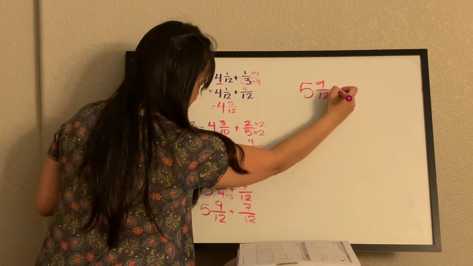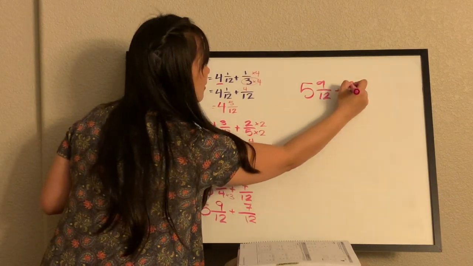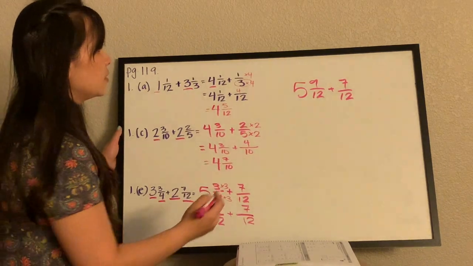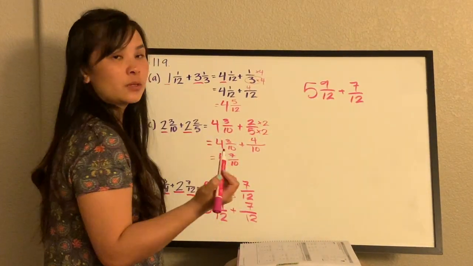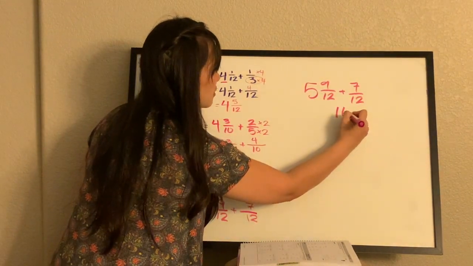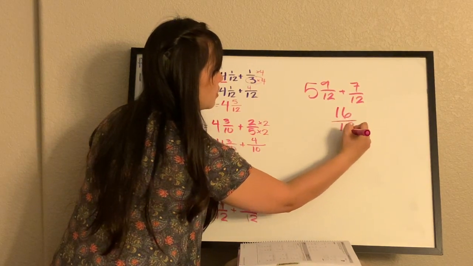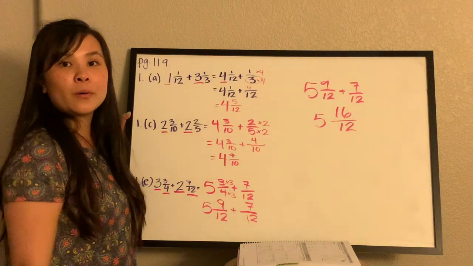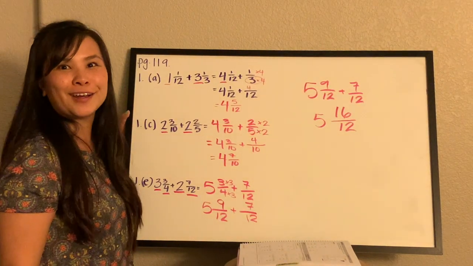That is a weird looking 9, but that's okay. Alright, so 9 plus 7 equals 16 over 12 and 5. Well, that is an odd looking number, right?